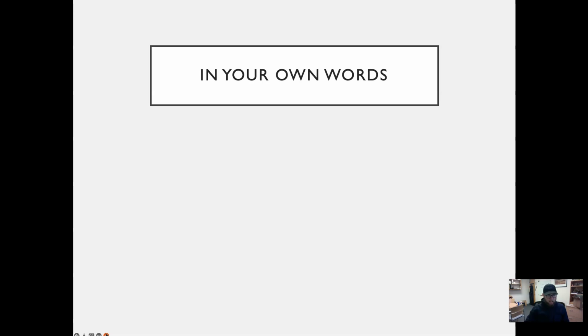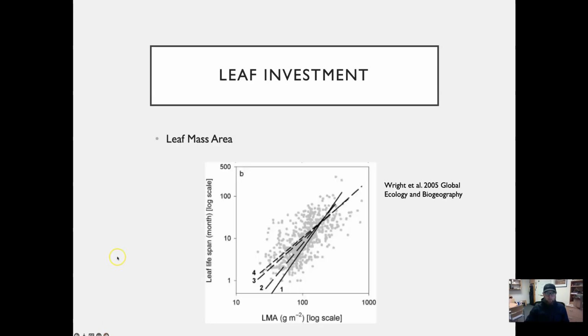All right, when we do this in class, I have you write this out in your own words. We'll skip that for now. But I want to talk about a couple of the important relationships between LMA and leaf function or plant strategies, because these are essentially some of the variables we're looking at in assignment 7.